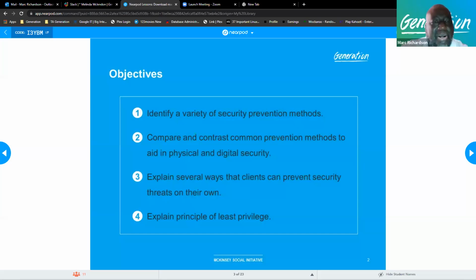We're going to start today working on prevention methods. Here are the objectives. First, identify a variety of security prevention methods. Second, compare and contrast common prevention methods to aid in physical and digital security. Third, explain several ways that clients can prevent security threats on their own. And fourth, explain the principle of least privilege.